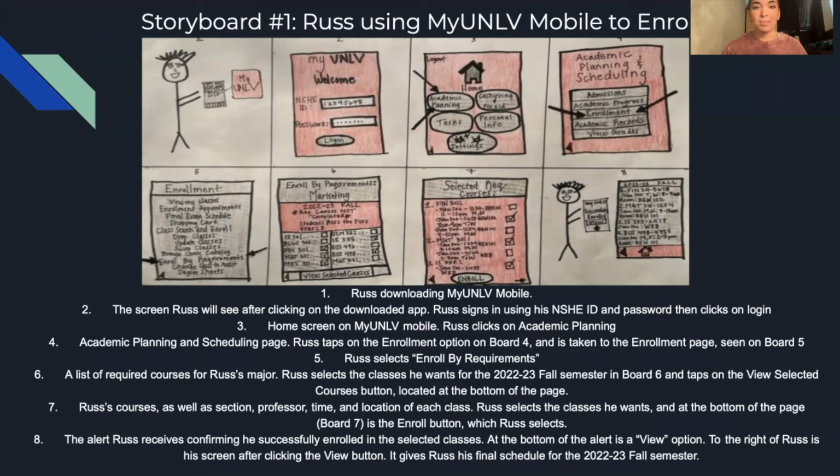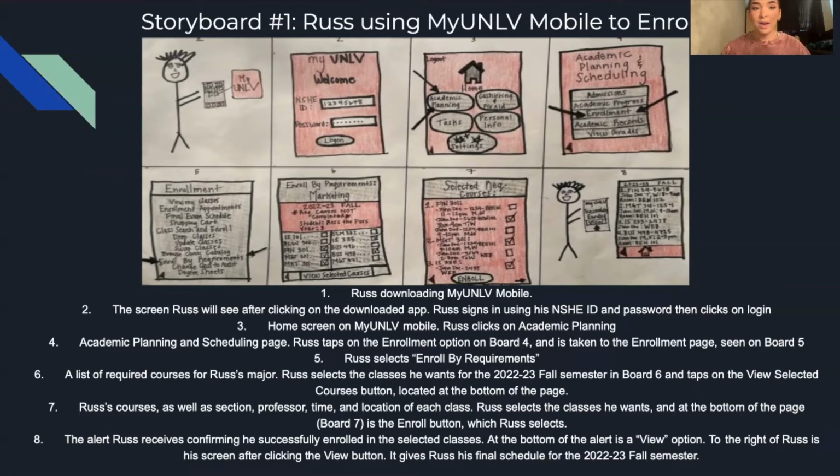After he clicks on the app, he's going to log in using his same account information and select the login button. And on board 3, we have our home screen, the new and improved, and Russ is going to select the academic planning option in the top left. In board 4, we have the academic planning and scheduling page, and below it, we have a list of options. And since we are trying to enroll, he's going to click on enrollment.